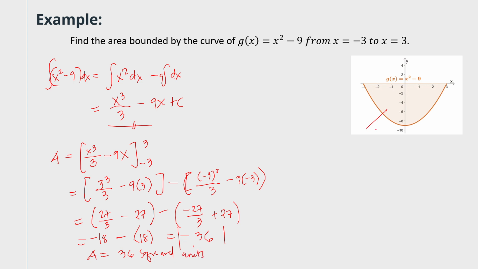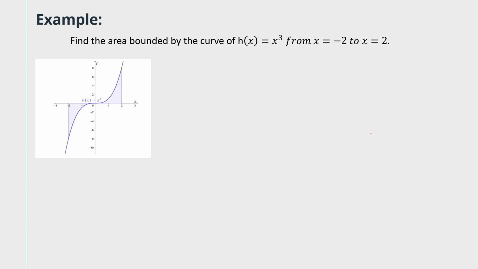Okay, that is example number 2. Let's proceed with example number 3. Find the area bounded by the curve h of x is equal to x cubed from x is equal to negative 2 to 2. Okay, the first step that we're going to do is to set up the integral. So the integral of x cubed dx is equal to x raised to 4 over 4 plus c.